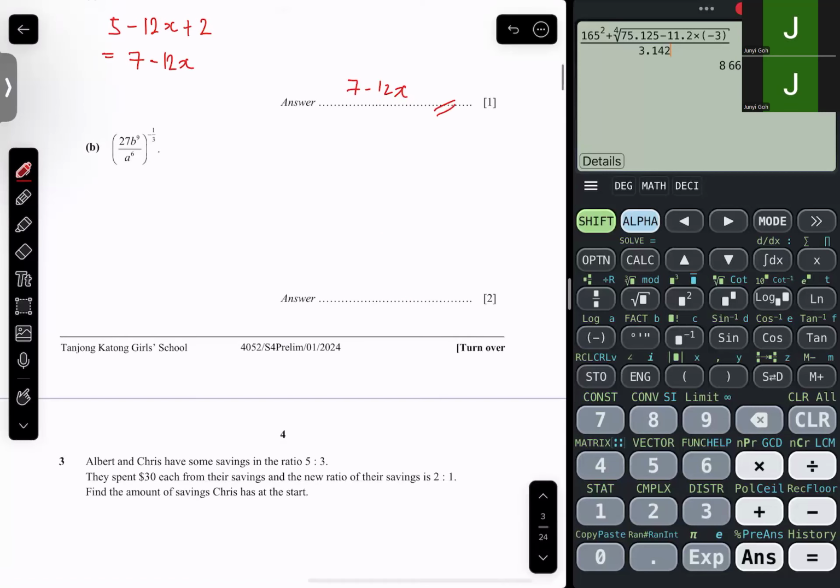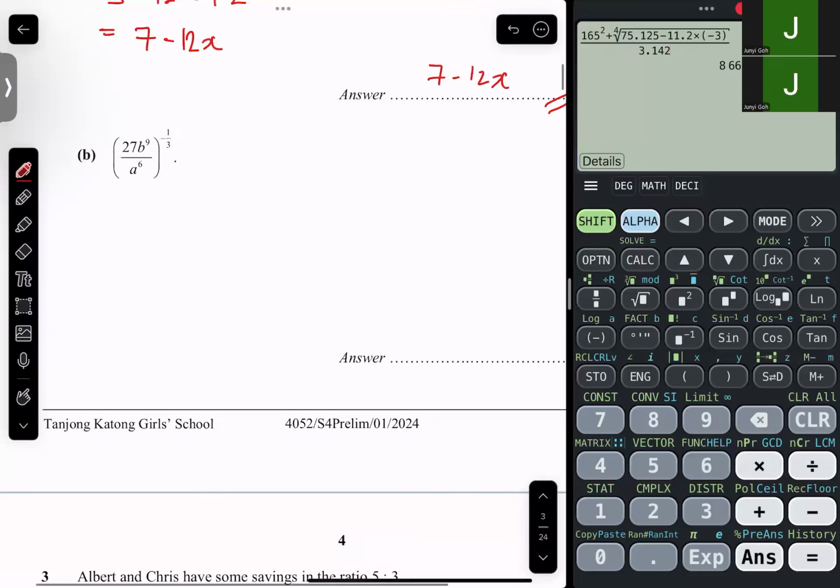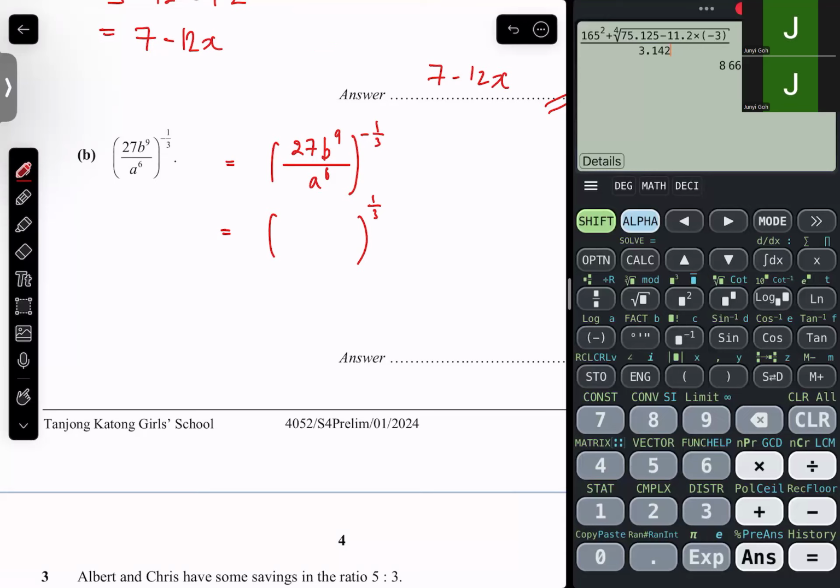B, indices. Now there are a few ways we could have done this question. What I will do down here is 27 b to the power of 9 over a to the power of 6, to the power of negative one-third. The first thing that I will do is to change the negative power to positive power. Something must happen inside the bracket. What a negative power does to things inside the bracket is that it will flip the entire thing. So now I will have a6 over 27 b9.